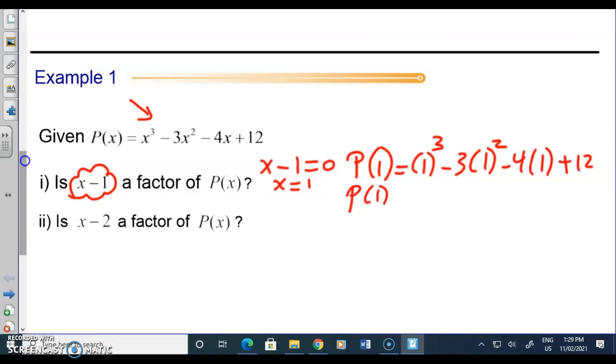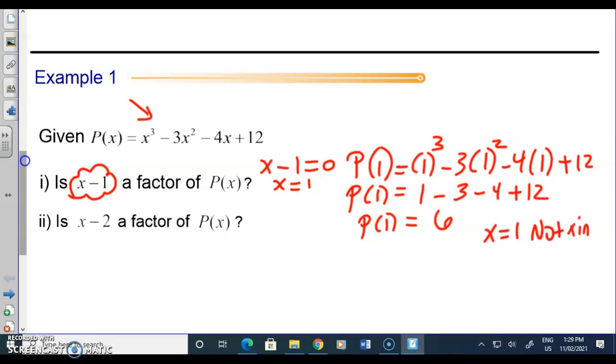And when you work it out, just doing some algebra, you get 1 minus 3 minus 4 plus 12. When you add up and subtract all your terms, you get 6. So it's not 0. So what does that tell you? x equals 1 is not an x-intercept, which further states x minus 1 is not a factor.